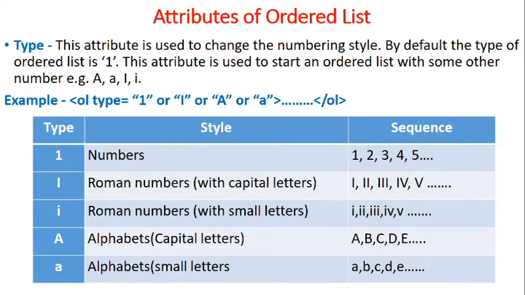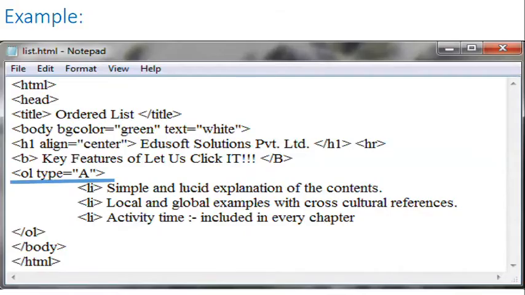And in the next slide, we will see how this attribute changes the type of the list. As you can see in this example, I have changed the type attribute and the value is A, and I have written three lines of text in list format. So let's see the output. What will the output be, whether it will show 1, 2, 3 or A, B, C?